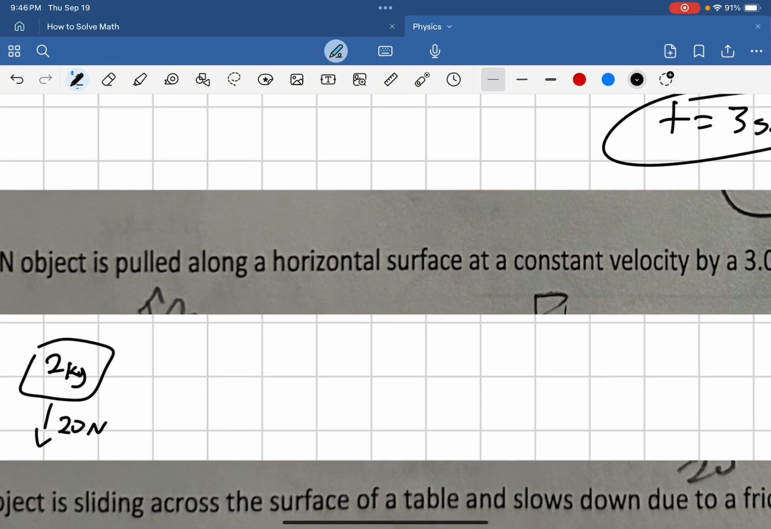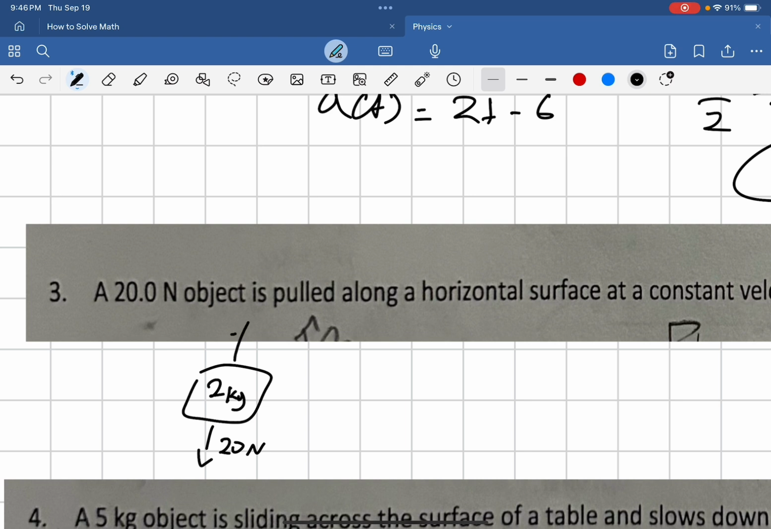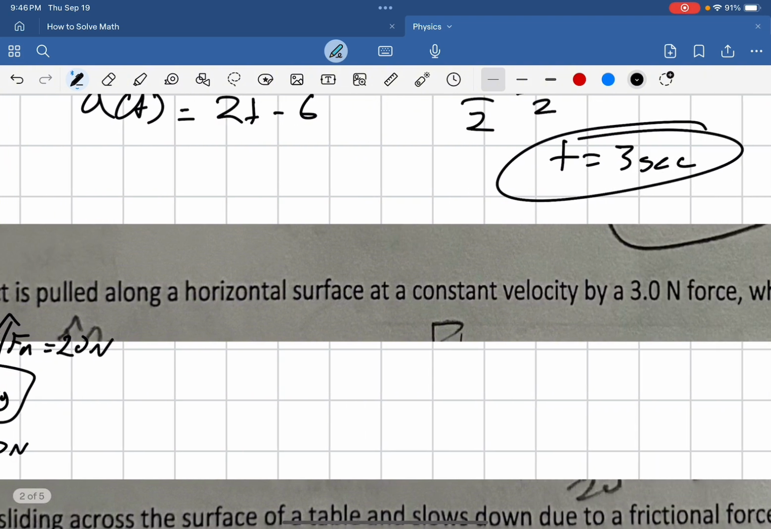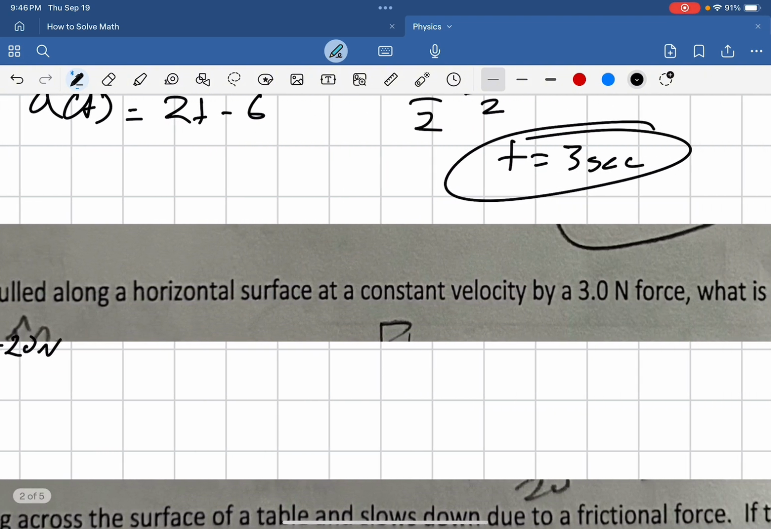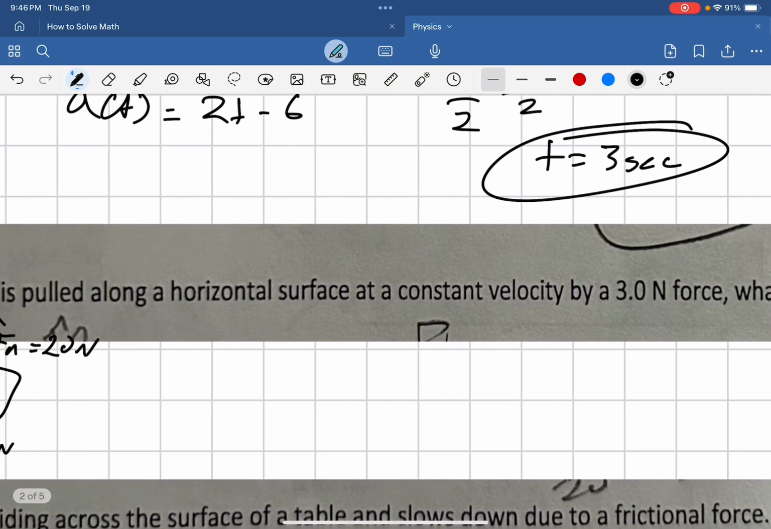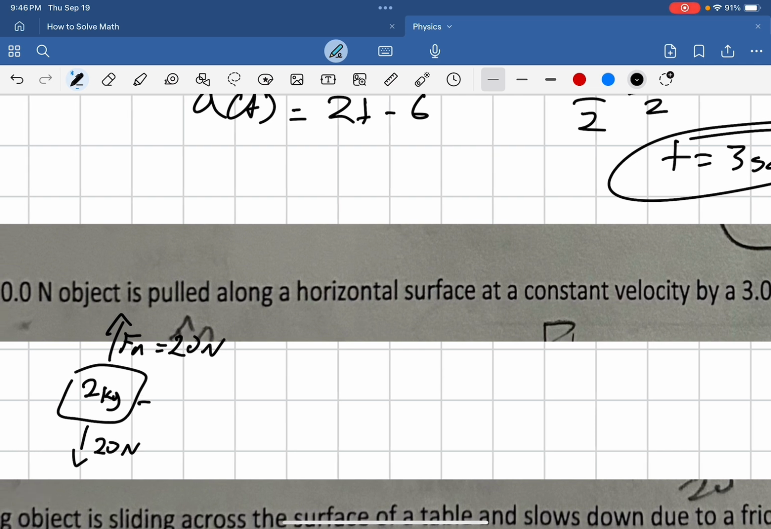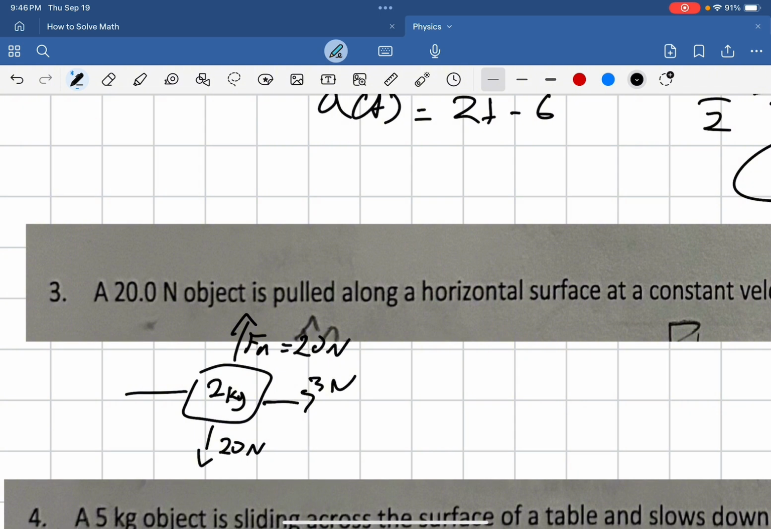And that means that Fn is going to be 20 Newtons as well, and it is being pulled along at a constant velocity of 3.0. Okay, so we're going to do 3 Newtons of force, and we have FKF for force of kinetic friction.